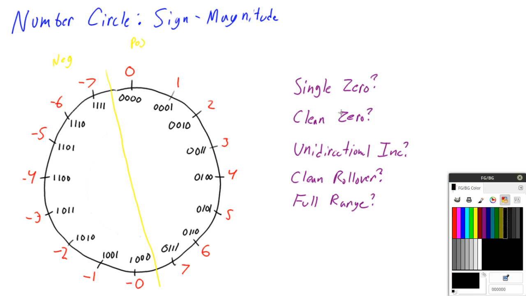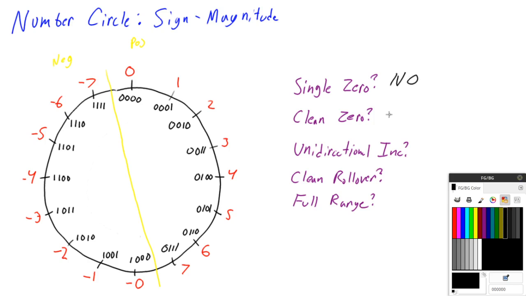And now we want to go through and ask ourselves if we have these properties. So first, do we have a single 0? Well, we have a 0 here, and we have a 0 here. Even though it's negative, once again, zeros don't really have signs. Negative equals positive for 0. So we don't have a single 0. We have 2 zeros. So we're going to put a big no there.